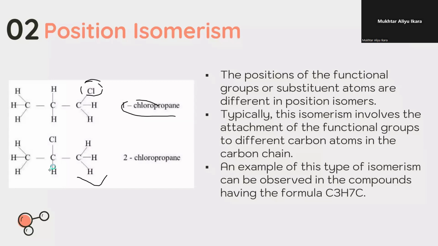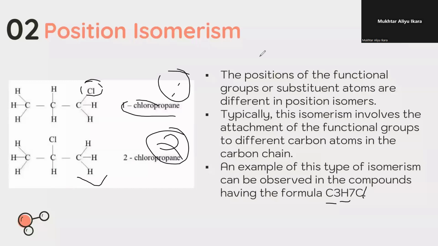So you see clearly here, in compound 1, even though the number of carbon is the same and the number of hydrogen is the same, like C3H7 and this is Cl, chlorine. So they are the same in both compound 1 and compound 2, but they are different in arrangement. That is, they are different in position. The substituent, which is chlorine, or the functional group is different in position. So this type of isomerism is called positional isomerism. So that is for the positional isomerism.